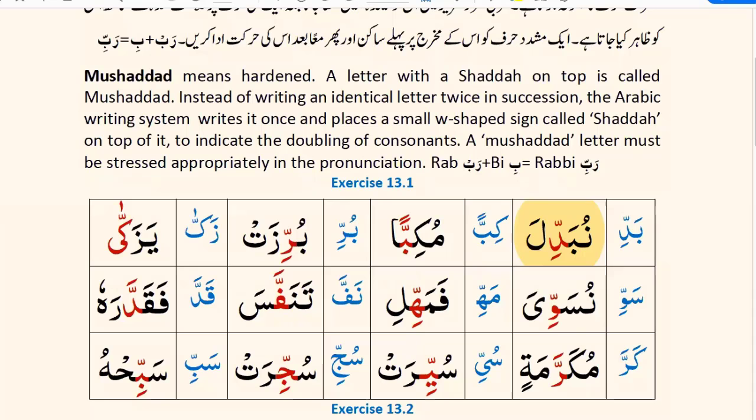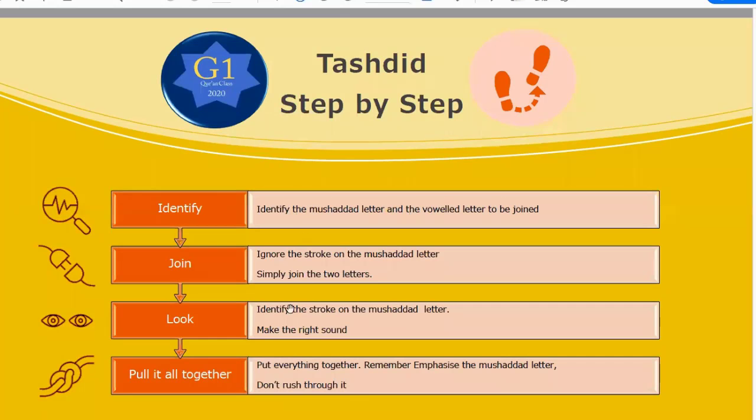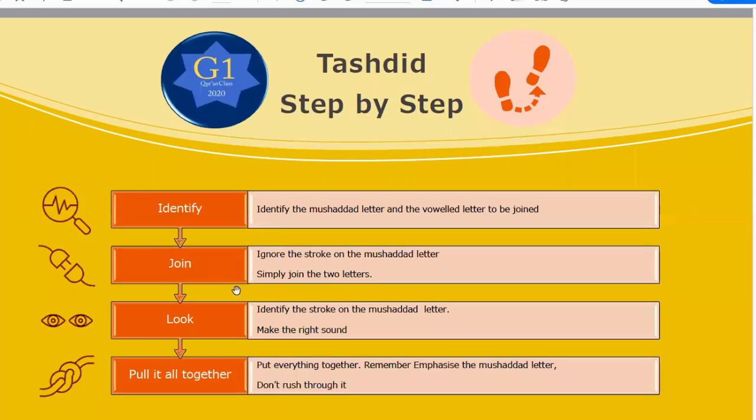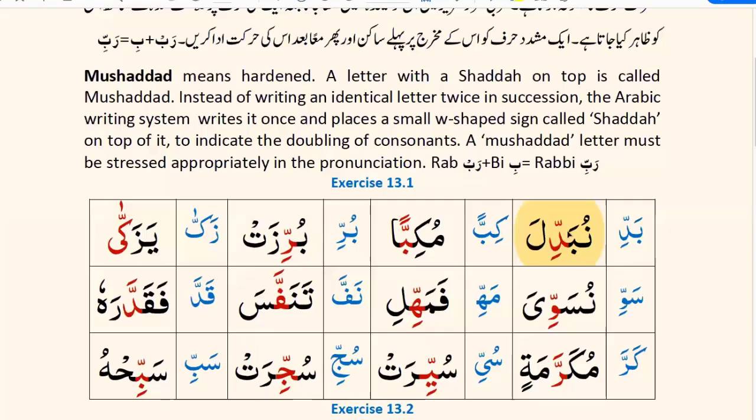Okay, once you have joined them, you hold on that sound. Okay, and you identify the stroke, the vowel, on the mushaddad letter. Okay, and then you make the right sound. So again, going back to our example here, the stroke on the mushaddad letter is a kasra, so you will have to make a D sound. Okay. But it all needs to be joined together. Everything needs to be pulled together. And you need to emphasize the mushaddad letter. You're not supposed to rush through it. So in this example, it would be baddi.